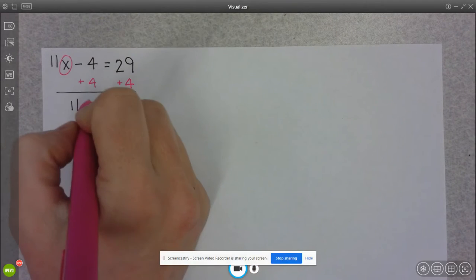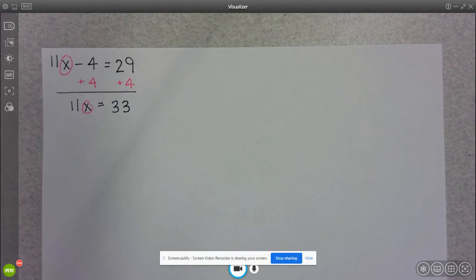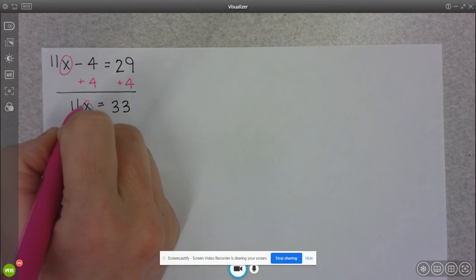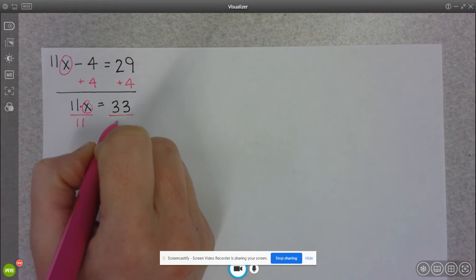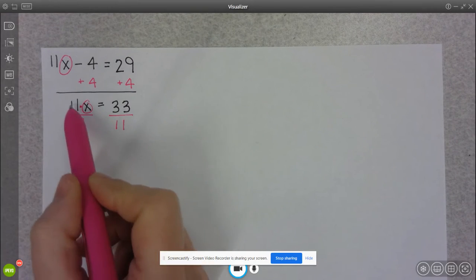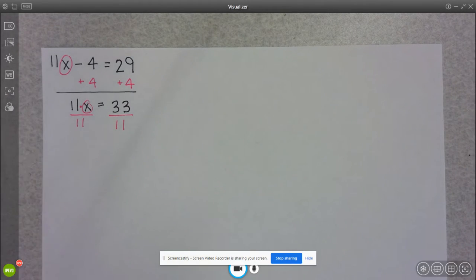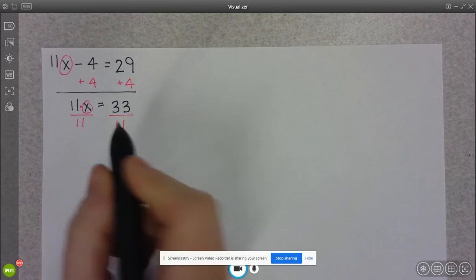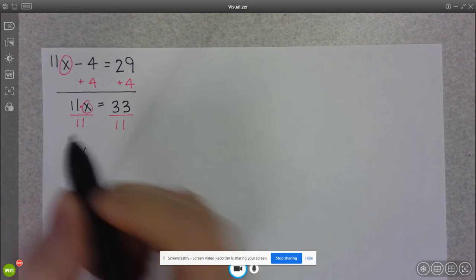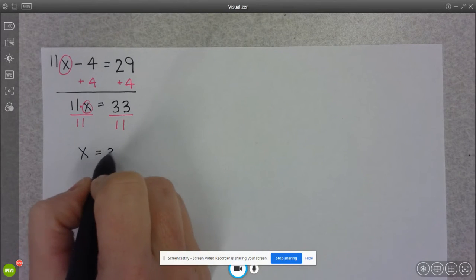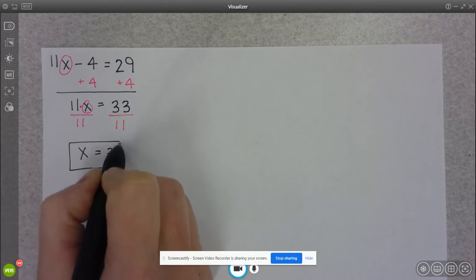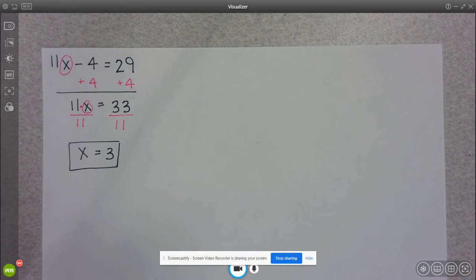So again, still trying to get x by itself. Right now, 11 is being multiplied by x. So I need to divide, and 11 divided by 11 is going to leave me with 1. So I'd be left with just plain x. And then 33 divided by 11 is 3. So that would be my answer.